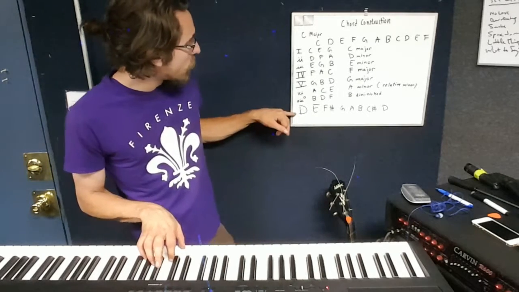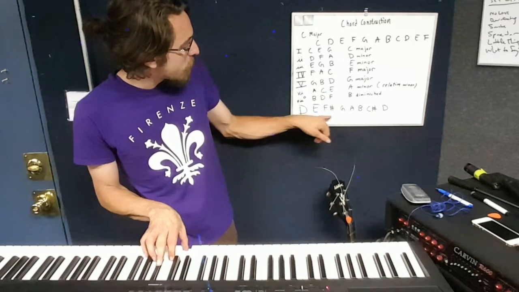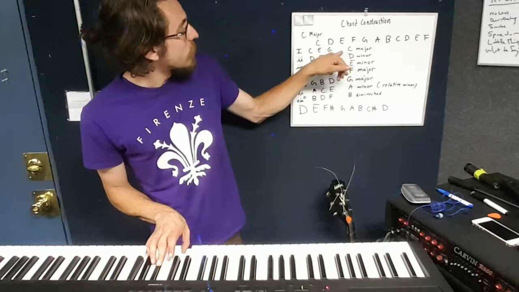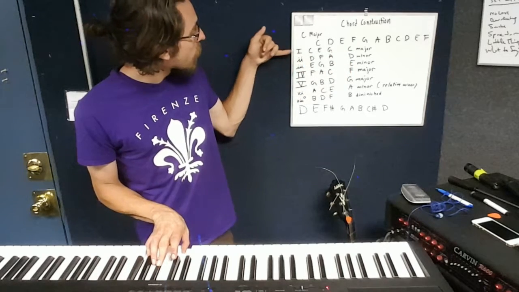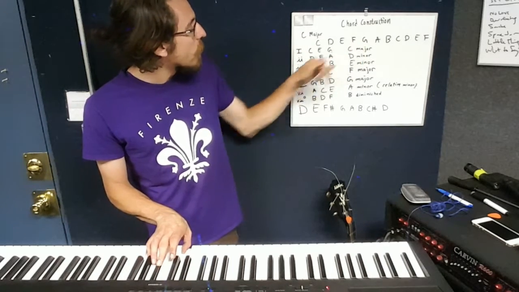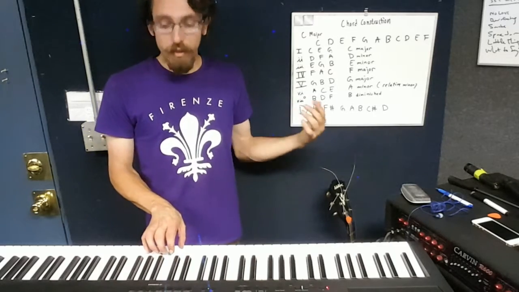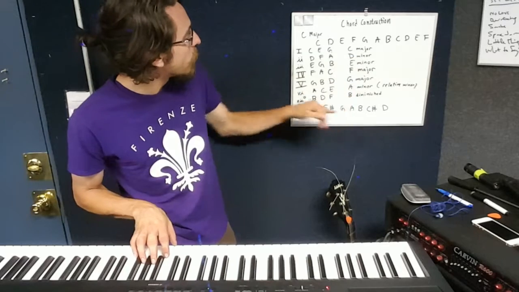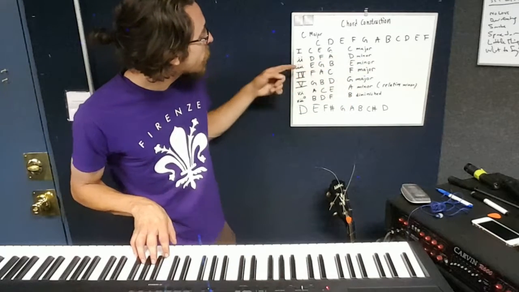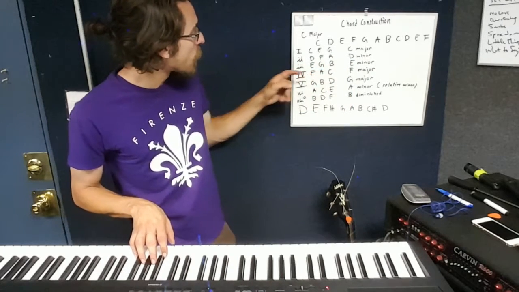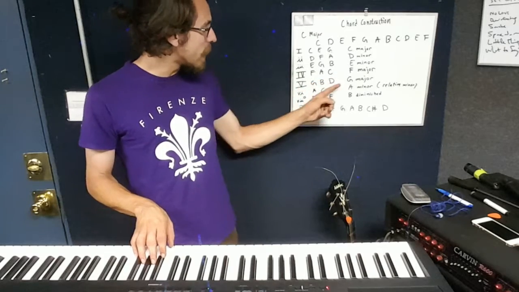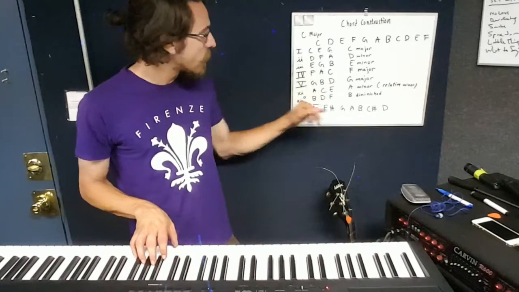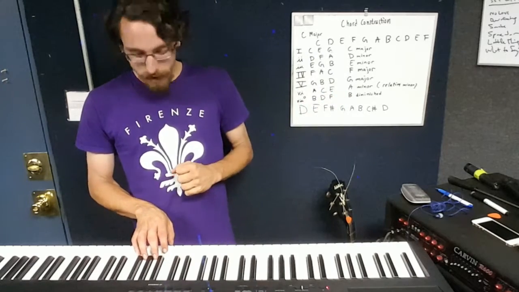The 1 will be D, we'll have F sharp and A, and this will be D major, which, similar to our C major, our 1 will always be the major chord. You'll notice in the rest of our D major scale that this pattern will be followed. The 2 will be minor, the 3 will be minor, the 4 will be major, the 5 will be major, the 6 will be minor, it is the relative minor, and the 7 will be diminished with a flat 5.